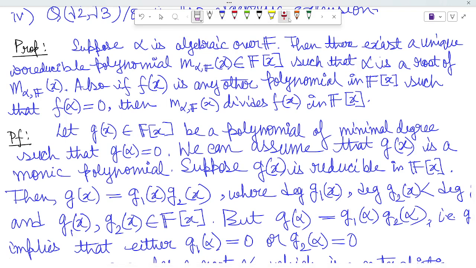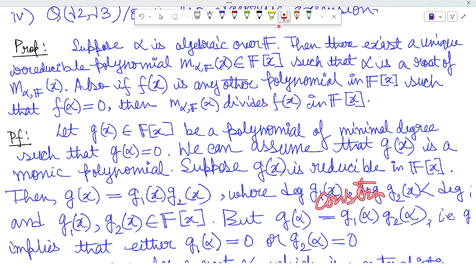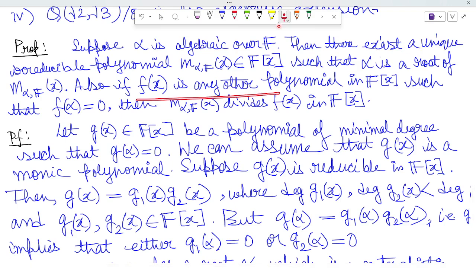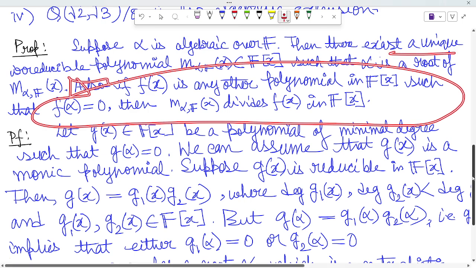This is existence. There exists. So this part is existence. What does existence mean? What is the choice or construction? This is called the existence part. Now we will prove the uniqueness. Uniqueness has not been established. So we first prove this part, then with the help of this we will prove this is unique.